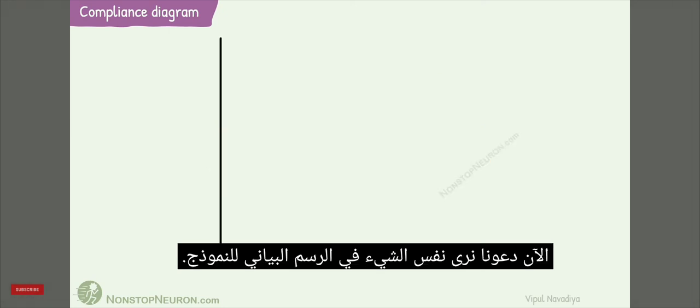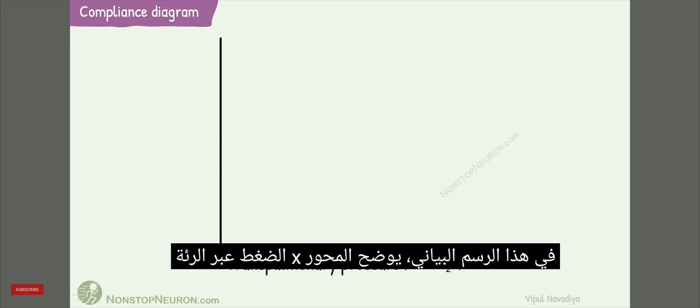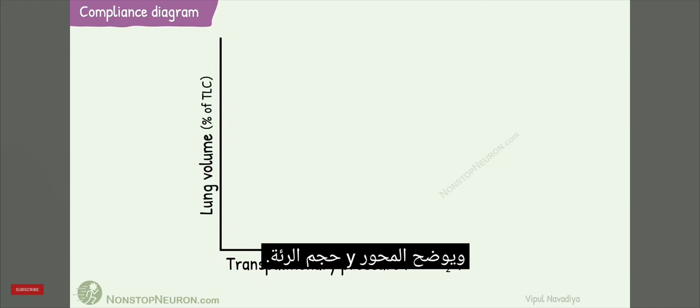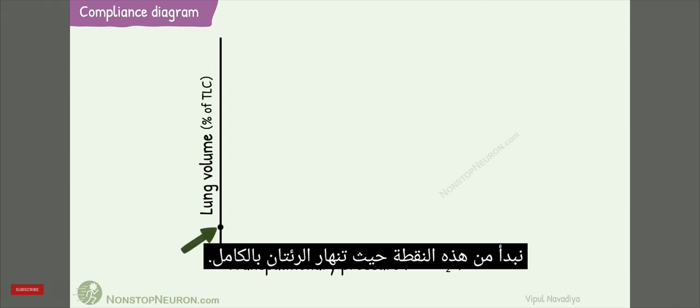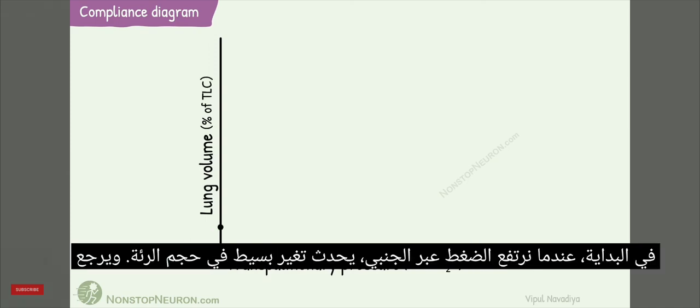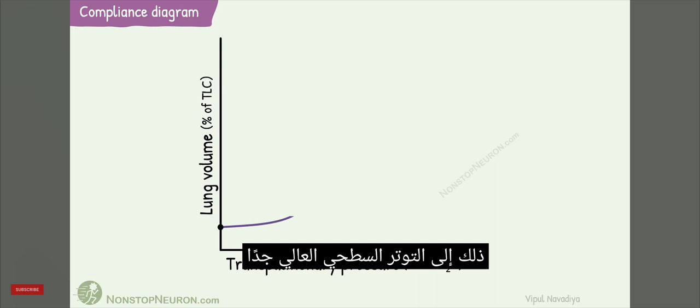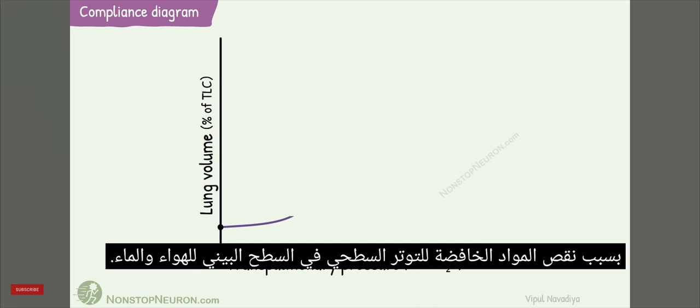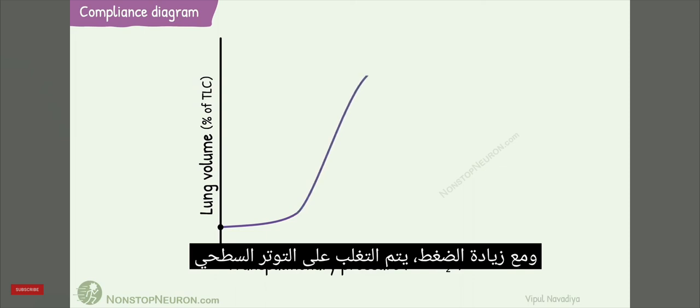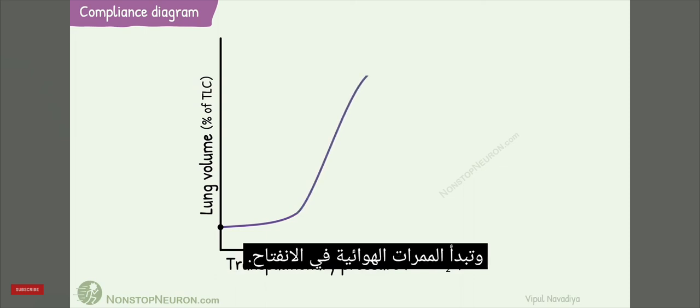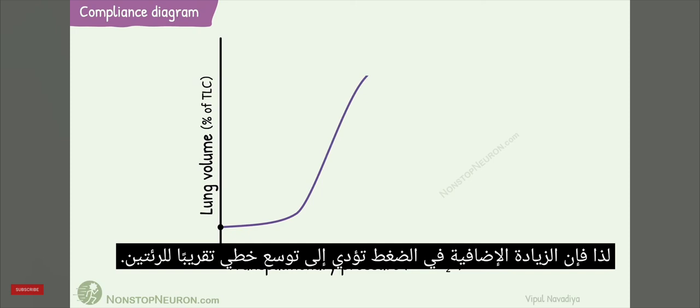Now let's see same changes in form of graph. In this graph, x-axis shows transpulmonary pressure and y-axis shows lung volume. We start from this point where lungs are completely collapsed. Initially, as we raise the transpulmonary pressure, there is small change in lung volume. This is because of very high surface tension due to deficit of surfactants at air-water interface. With further increase in pressure, the surface tension is overcome and airway starts opening. So further increase in pressure results in almost a linear expansion of lungs.